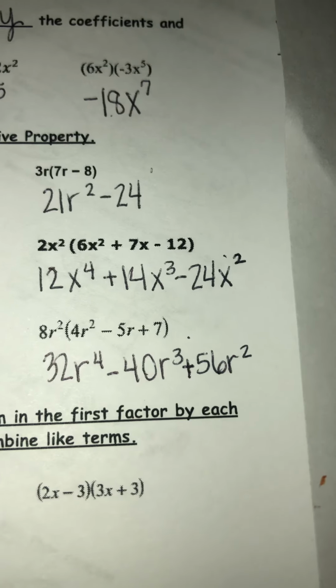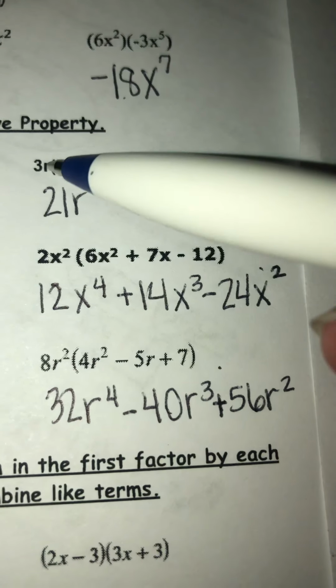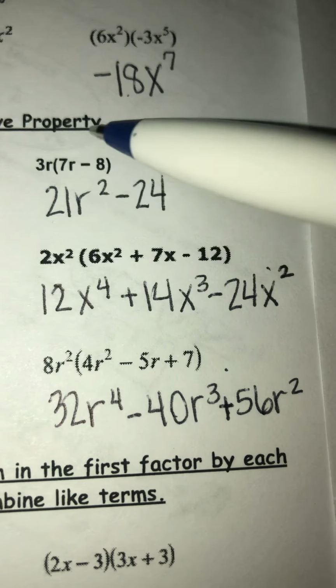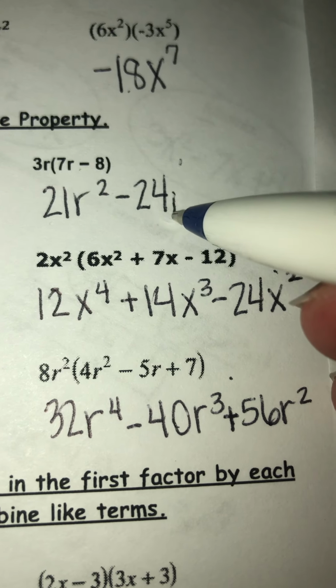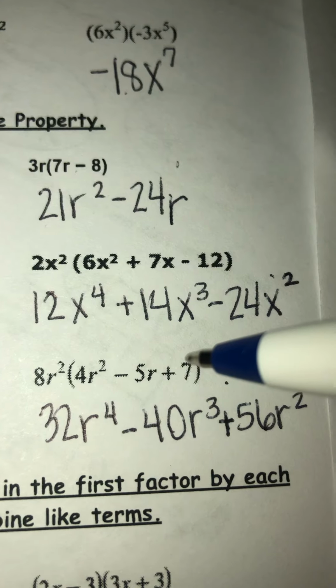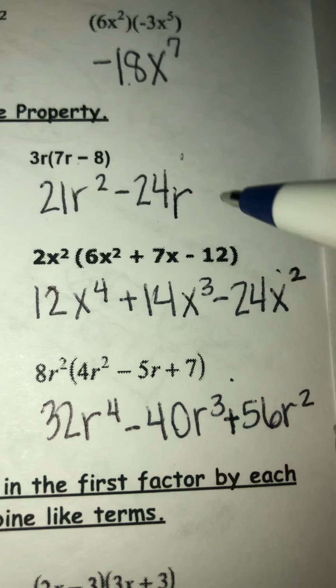All right, so these are the three solutions you should have had for those three problems. The first one, 21r squared, because there are two r's, minus 24r. Oops, I missed the r. Check your work, make sure it matches this.